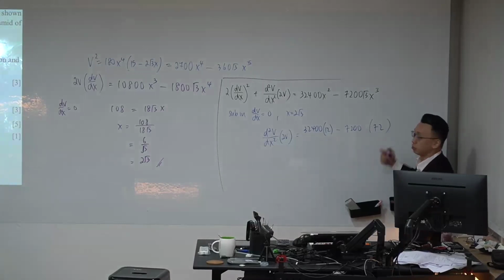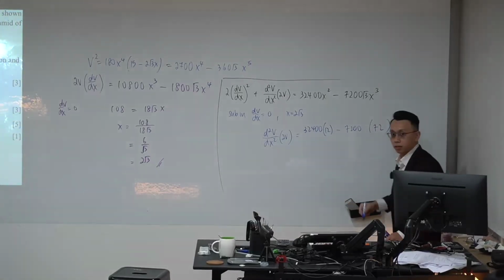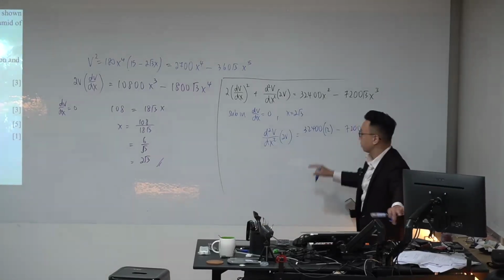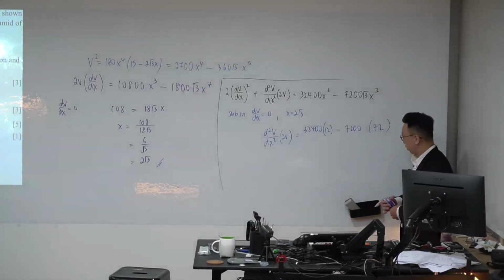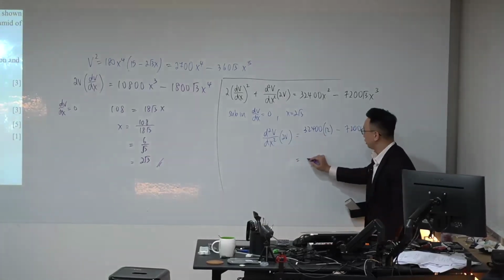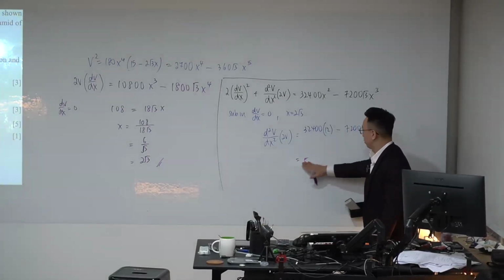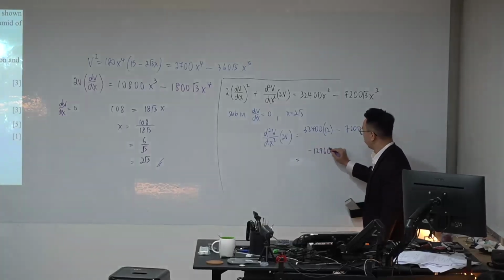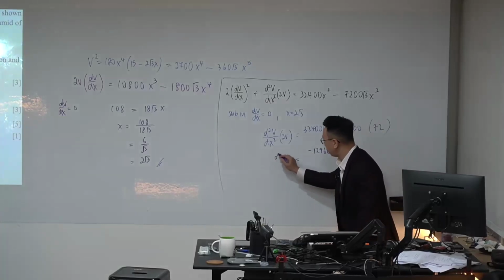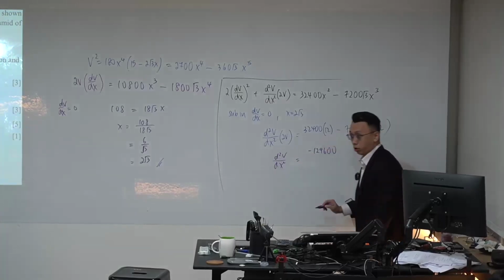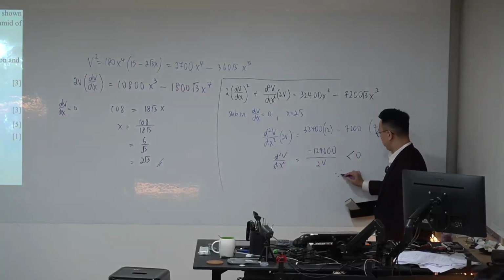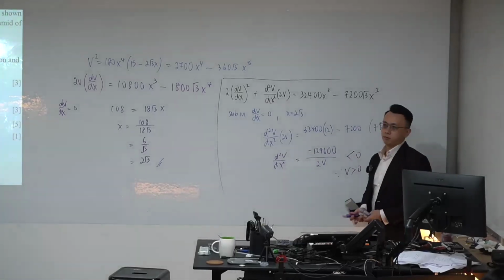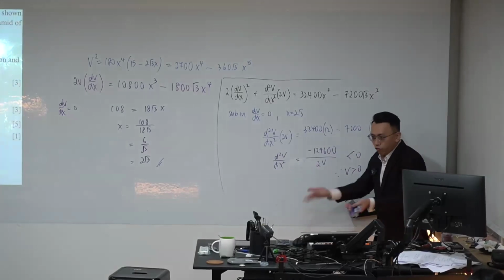Can you press the calculator for this now? This minus this, how much? This is minus 129,600, right? Agree? So watch this. I put d squared v over dx squared, then I divide by 2v, and this is less than 0. Since v is greater than 0, it is a maximum value. I think it is confirmed a maximum, right?